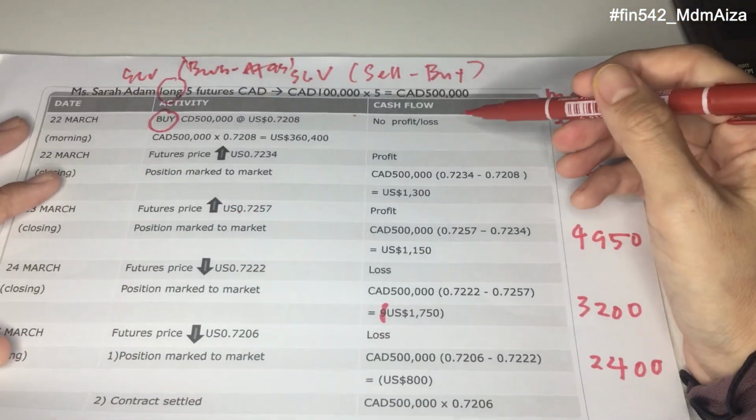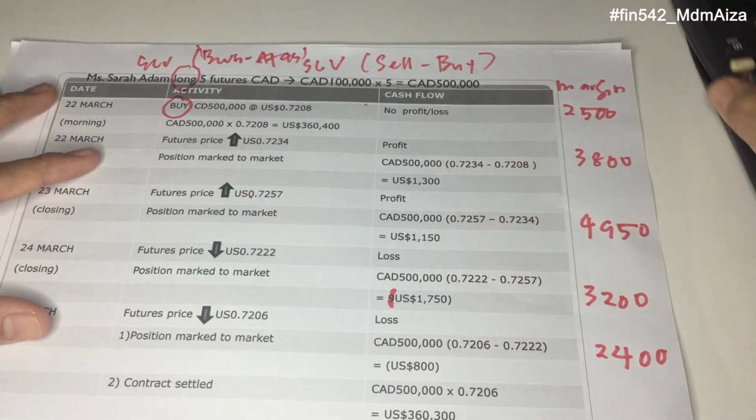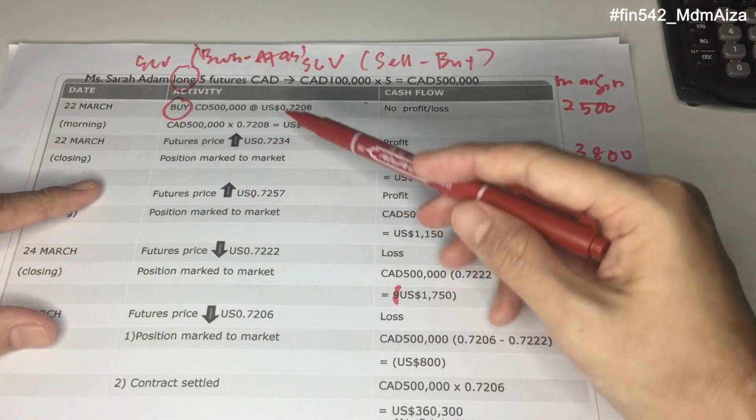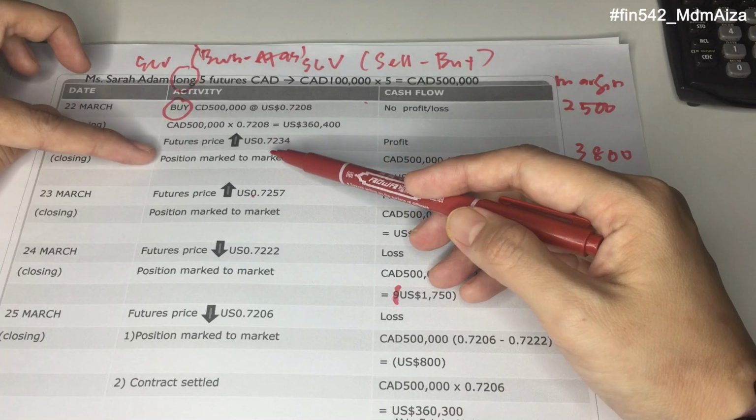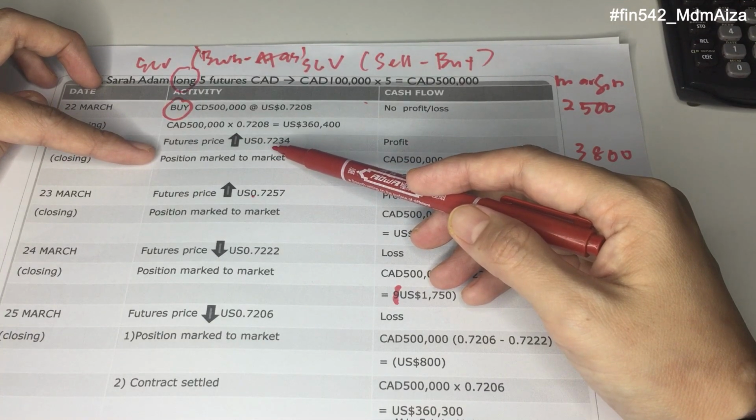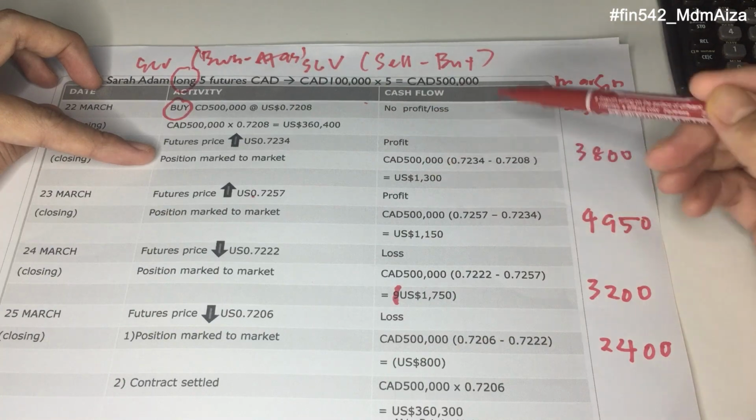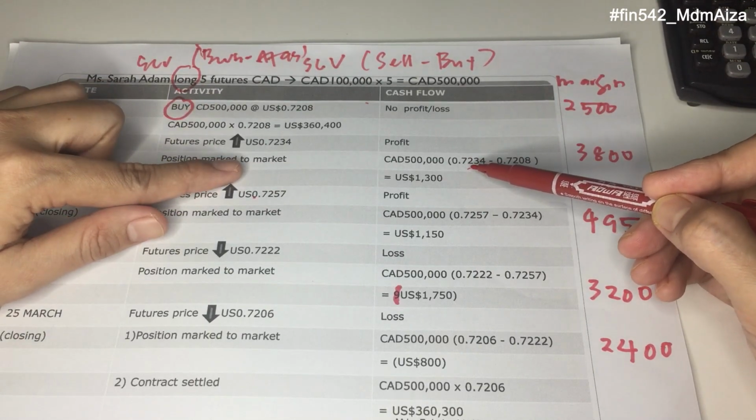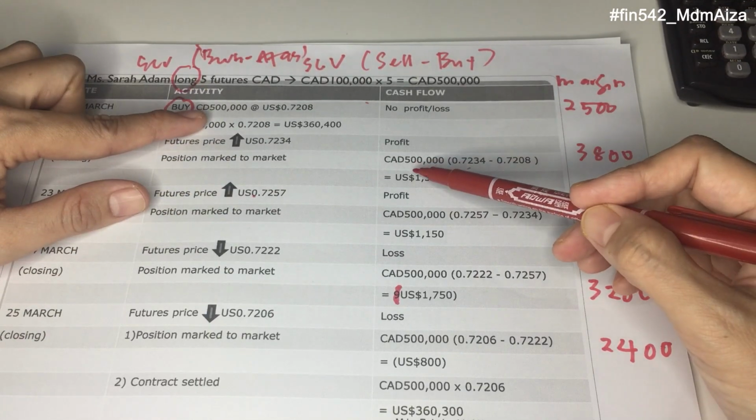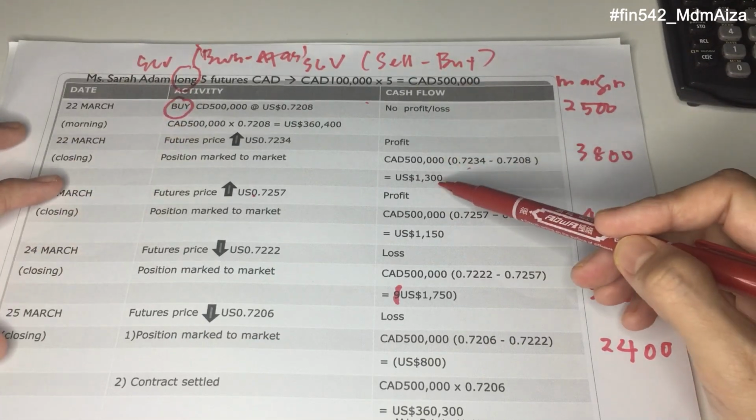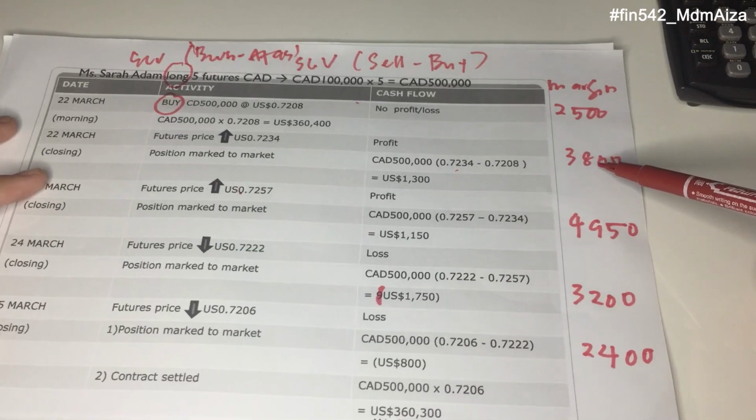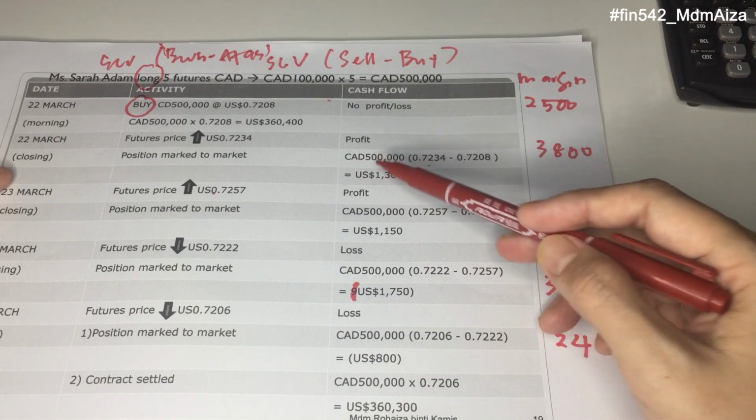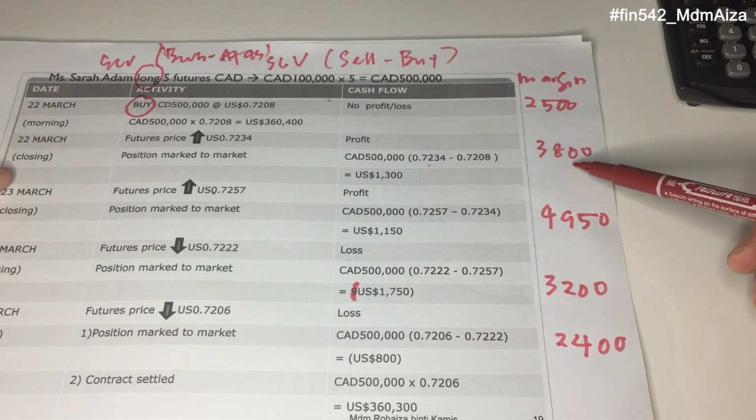Alright, so this is now the profit and loss. You need to write up the margin, which is 2,500. At the closing price, the price has shot up. When the price shoots up, we gain a profit because we sell at the high price. So I gain a profit. Just like I said, the lower minus the upper: I take 7234 minus 7208 times the original 500,000, so I gain a profit of 1,300. So how do I get 3,800? Since Sarah Adam gained a profit, I add 1,300 to 2,500 and get 3,800.